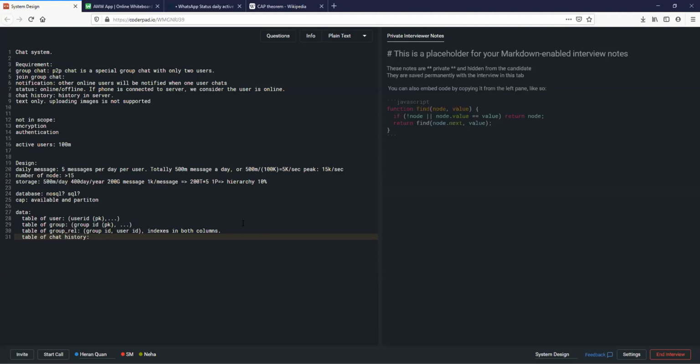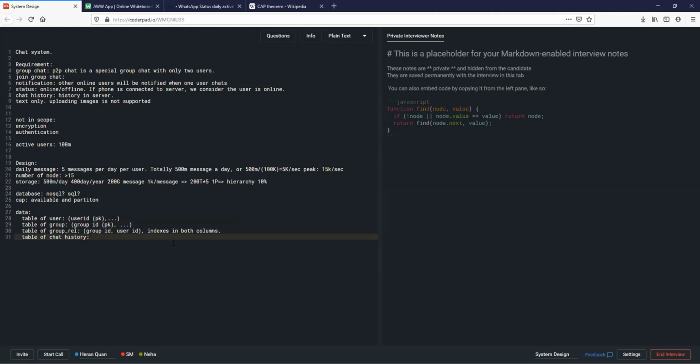That's another part I really want to discuss in this design. What do you guys think? Do you want to talk about the P2P only or continue on the group? I think it's fine now. We are already here. Okay, let's continue.